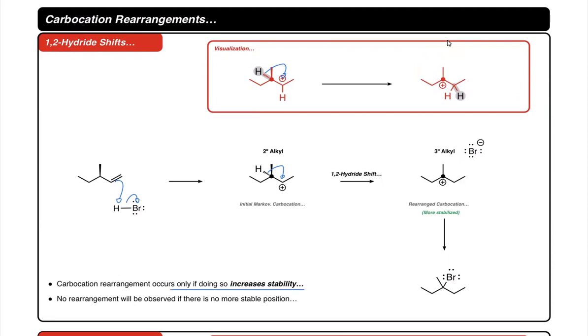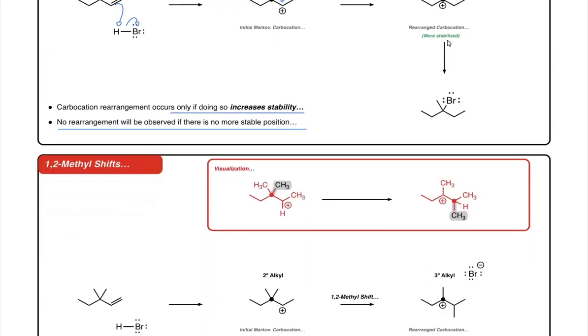No rearrangement would be observed, however, if there is no added stability because of the rearrangement. Now, we want to consider that rearrangement because the major product here is obtained through that rearranged carbocation structure. In this example, we've looked at a 1,2 hydride shift.